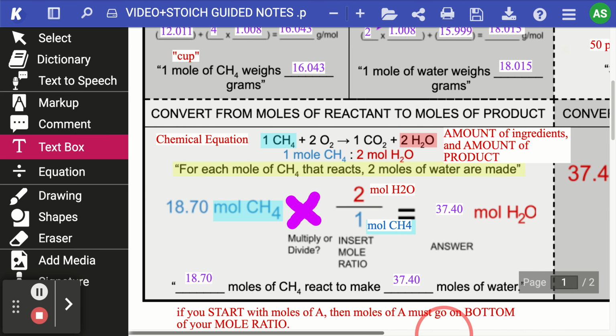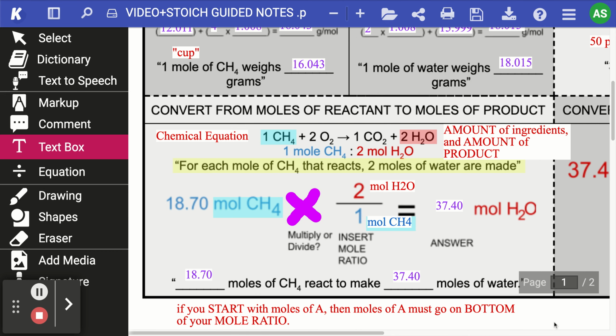In our third video, we learned about how to convert from moles of reactant to moles of product. We talked about how the chemical equation tells us how much reactant and how much product there are. In this case, it says that 1 mole of methane makes 2 moles of water. So if we have 18.7 moles of methane, we have to multiply by 2/1 to get my final answer of 37.40 moles of water. In this case, for every 1 mole of methane, I make 2 moles of water, which is why I did times 2/1.